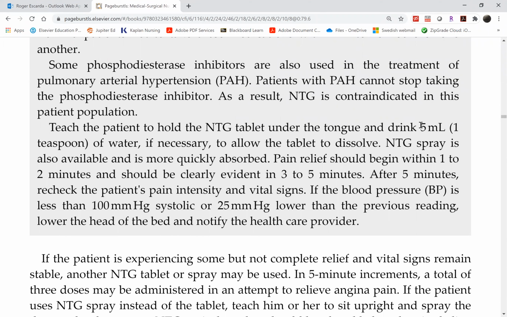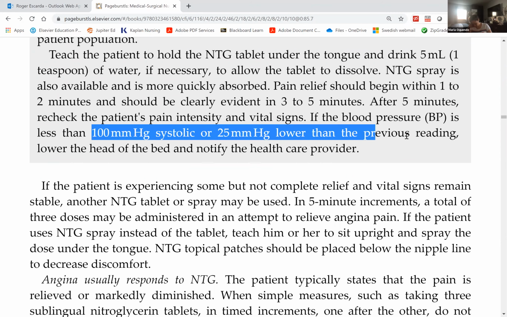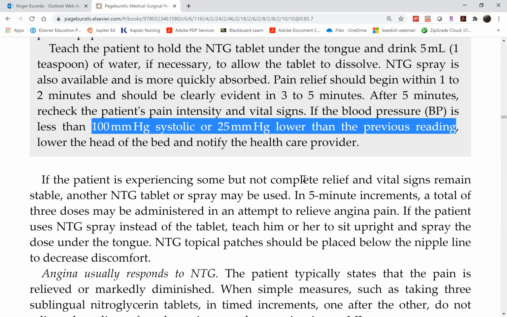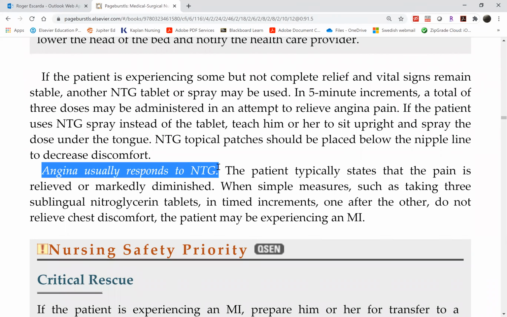Oh, here's the 5 ml. Okay. Again, this is not to swallow the pill. This is to allow the tablet to dissolve, because vasoconstriction causes the dry mouth. Watch your blood pressure, because that is a natural consequence of vasodilation. So this is the reason angina usually responds to nitro. So if there's no relief after one tablet, we're probably not dealing with angina.